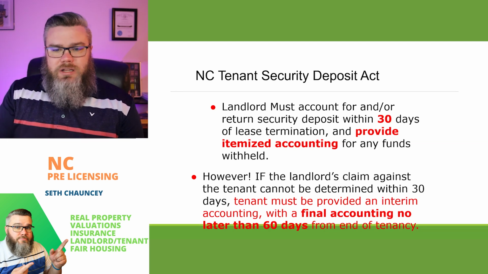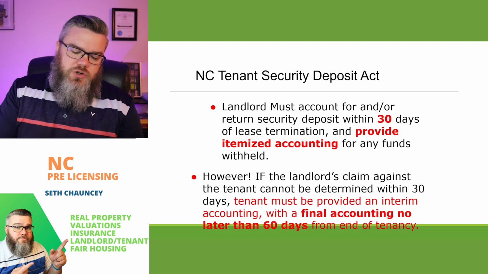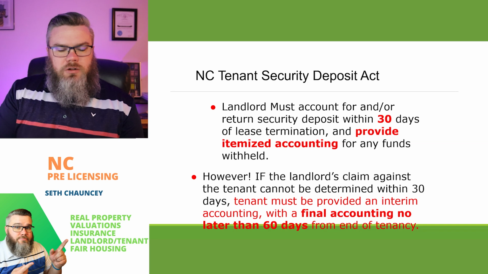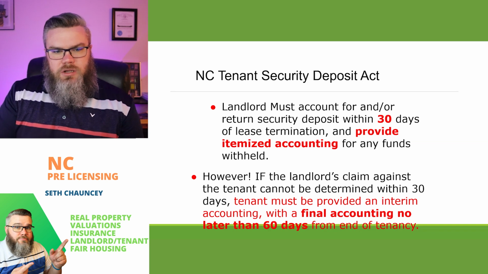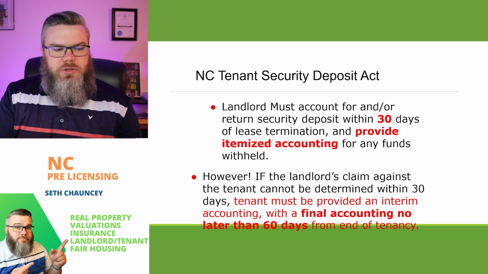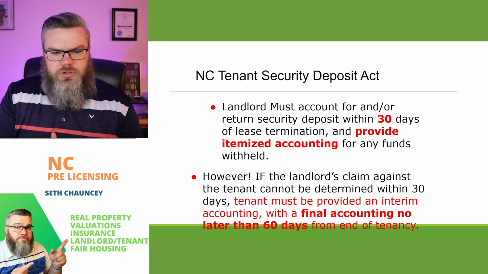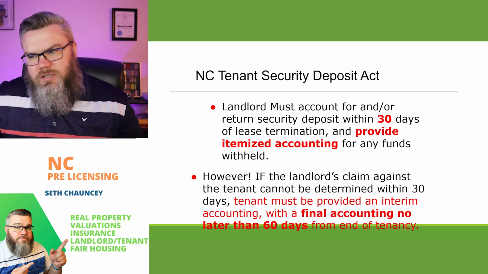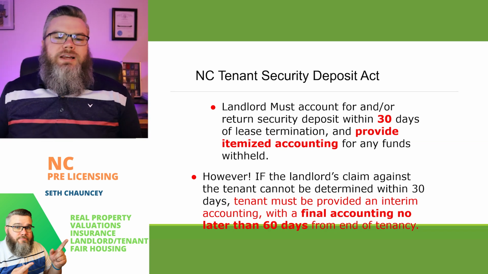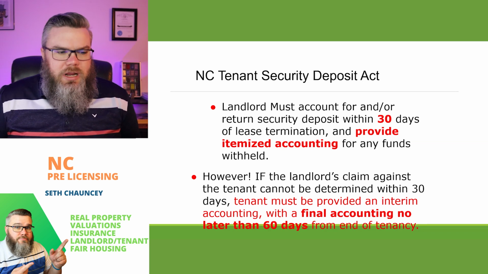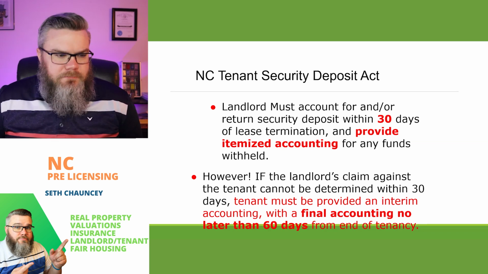Now, the rule does go on to state that they can give you interim accounting within 30 days, so long as they give final disbursement and final accounting within 60 days. The reason that would come into play is maybe there's some complex repairs and they couldn't get a quote on it just yet. So they say, here's what we've come up with thus far. We'll get you a final answer within 60 days. So in general, 30 days. But if it's not possible, interim accounting in 30 days and final disbursement and accounting within 60 days.